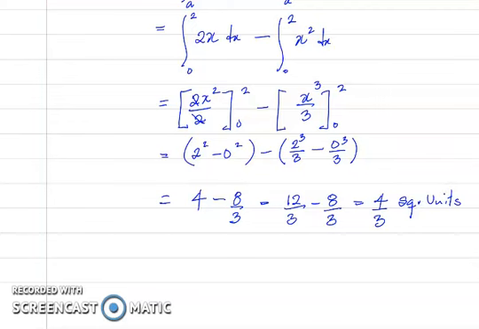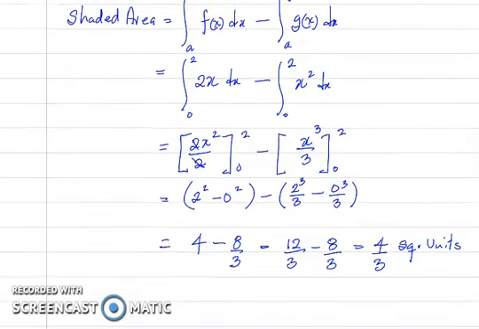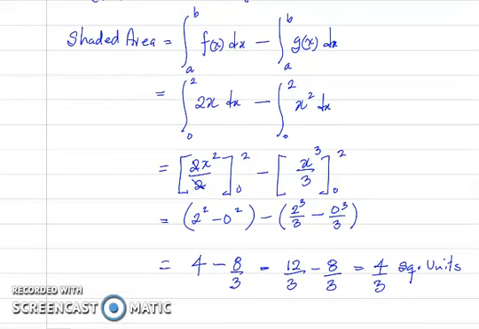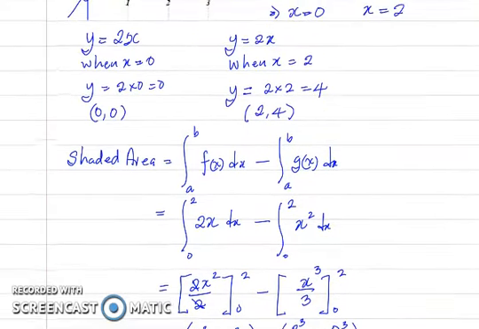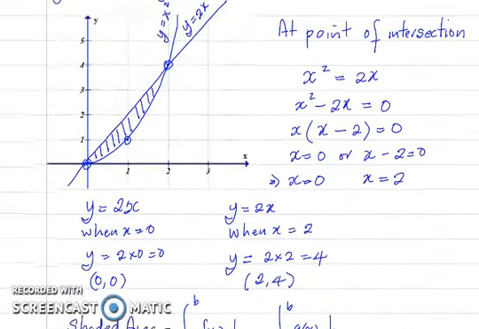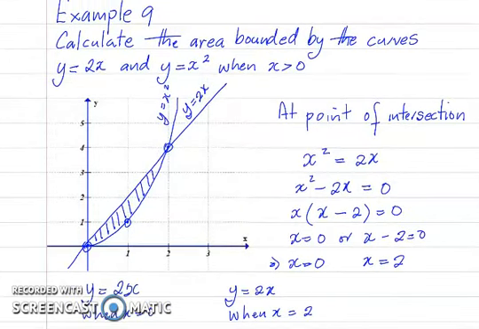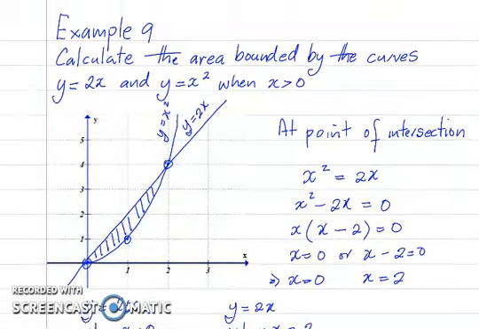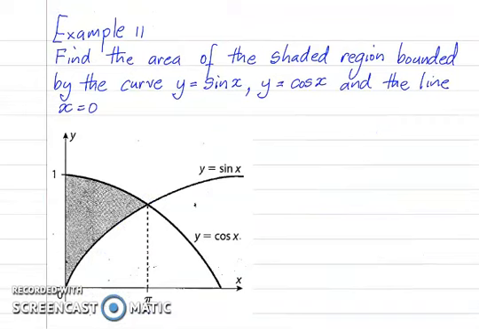So the area between the two curves, y is equal to 2x and y is equal to x squared, is equal to 4/3 square units. All right, let's see if we have time to do another. Here's a simple one.